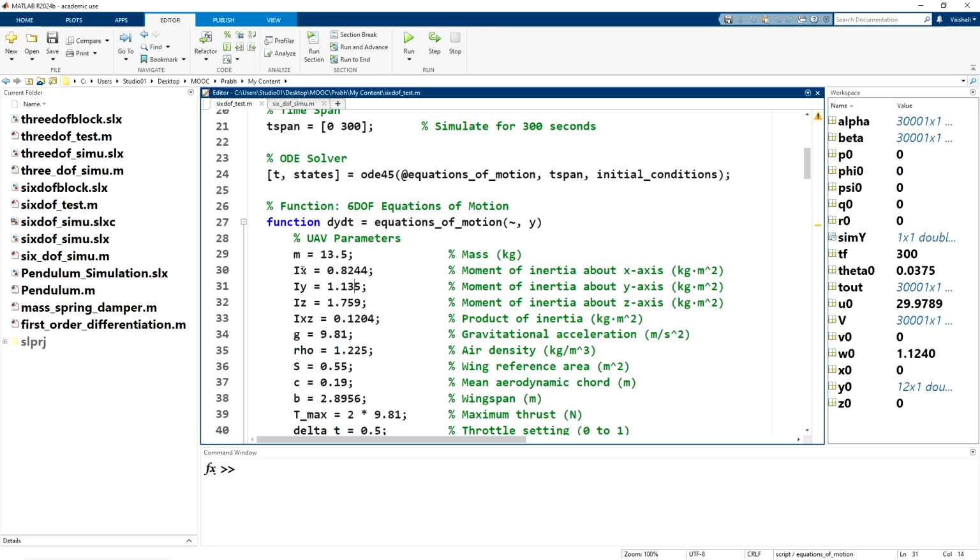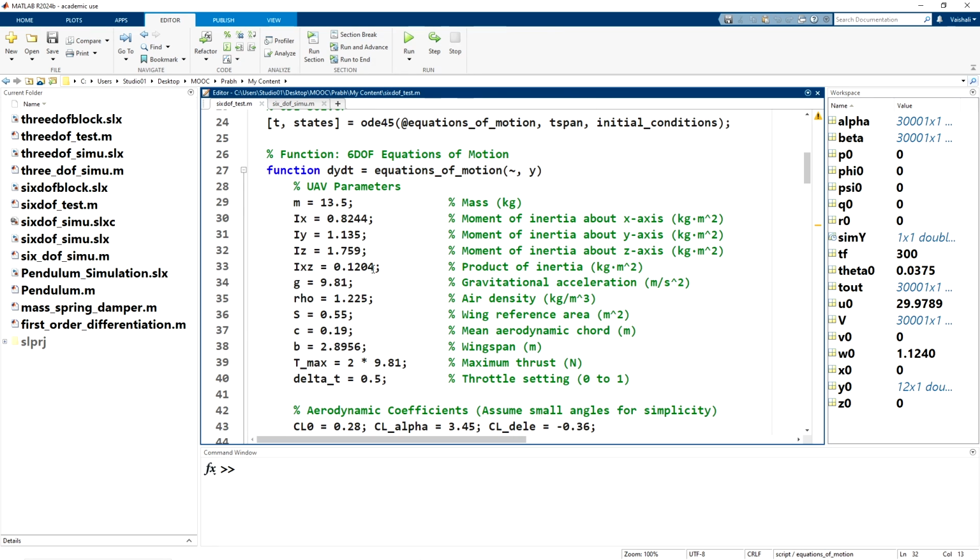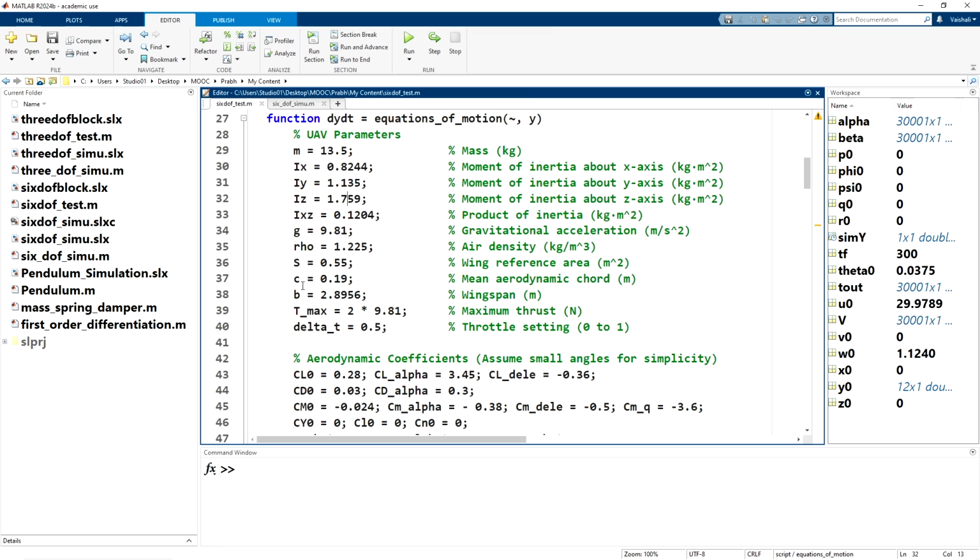Here mass, Ix, Iy, Iz, these are the inertial parameters. Then the product of inertia, gravity I am considering 9.81, sea level density 1.225, span, and again the thrust remains the same, 2 kgs of thrust multiplied by 9.81 to get it in newtons.